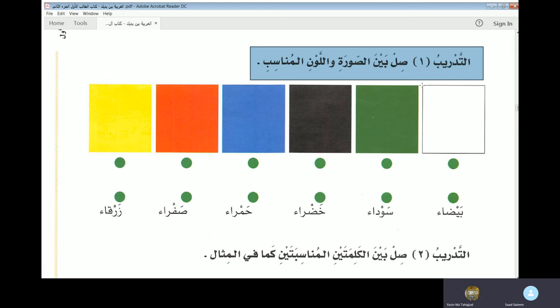So that's connect between the picture and the colors. And the appropriate color. Okay, an appropriate color.